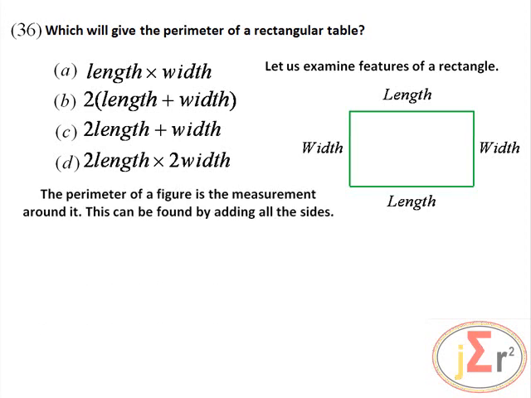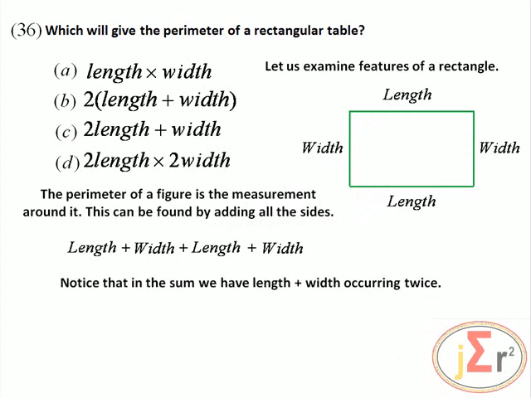The perimeter of a figure is the measurement around it. This can be found by adding all the sides. So to find the perimeter, we're going to add all the sides. Length, then we have a width, then we have another length, and then we add another width.